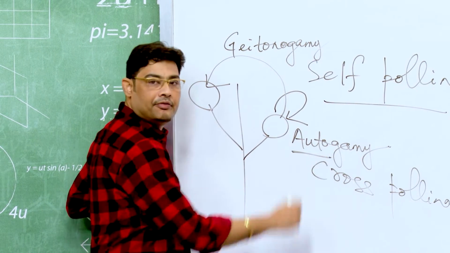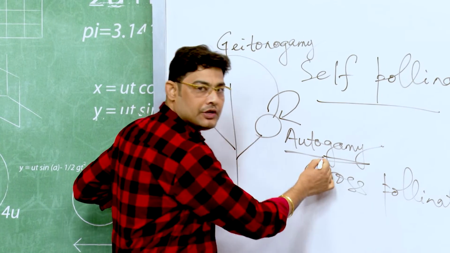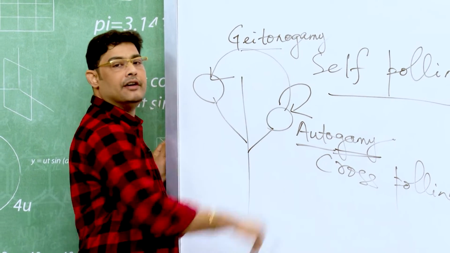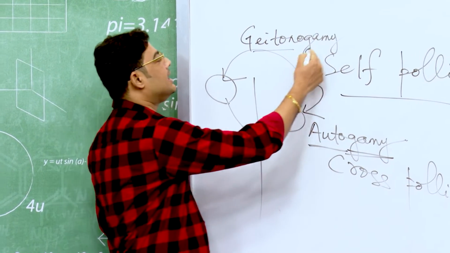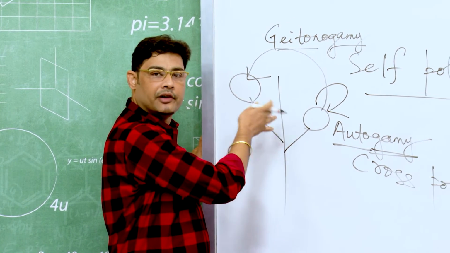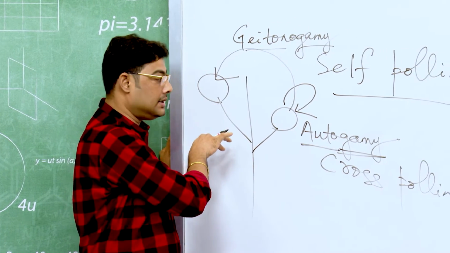Auto means self, gamy means marriage, self marriage, autogamy. Geitonos means neighbor and gamy means marriage. So, it is a pollination between two different flowers but born on the same plant.